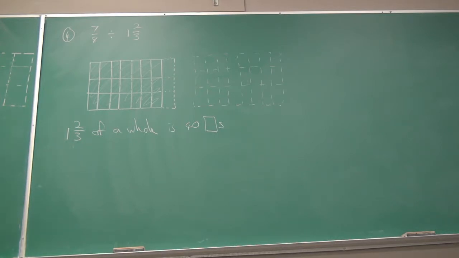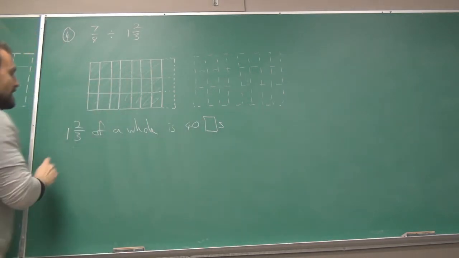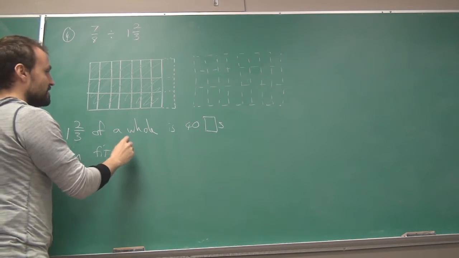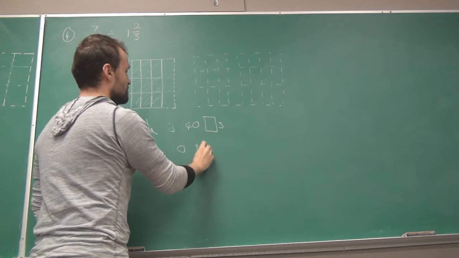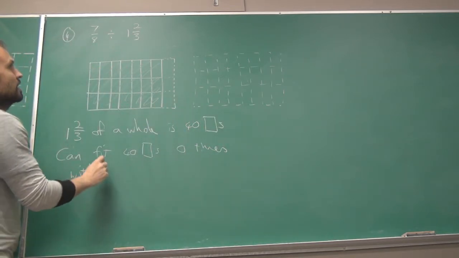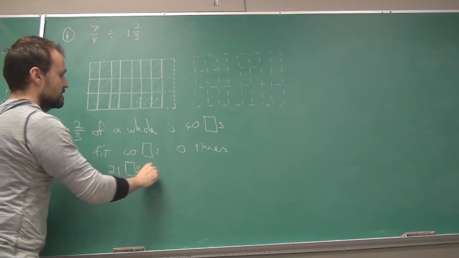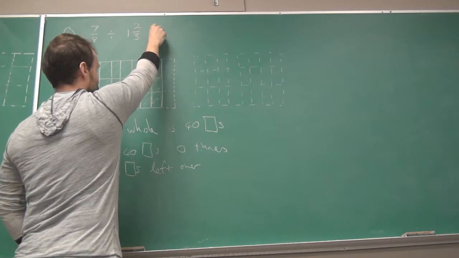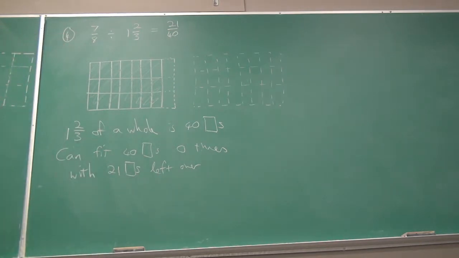So the question is still, how many times can I fit a group of 40 into what I have? Obviously 0 times. We can fit in 40 0 times. I don't have nearly enough. With, how many is this? 21? 21 squares left over. And therefore my answer is 21/40ths.